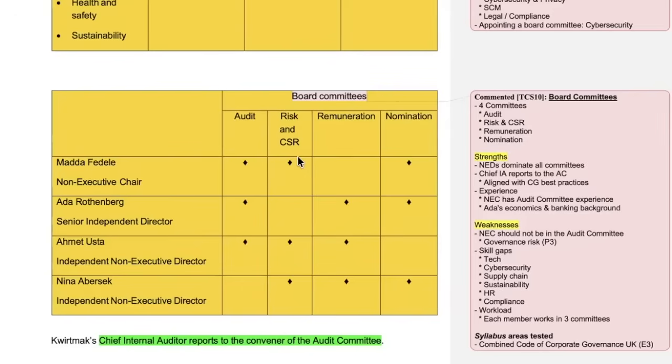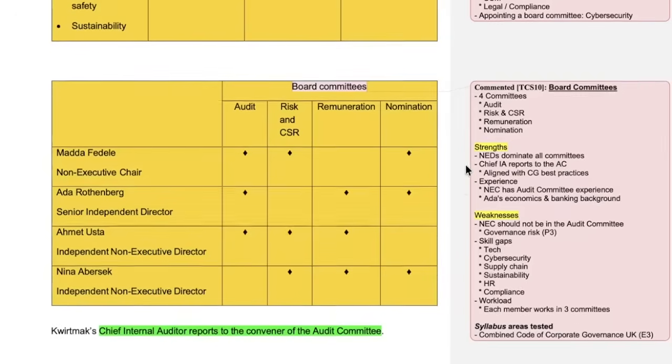So these are the things which are looked into by board committees. These are the 4 board committees within our organization. So the strengths are the fact that non-executive directors dominate all committees, so we are falling in line with corporate governance best practices, and the chief internal auditor reports to the audit committee. Again, this is aligned with corporate governance best practices.